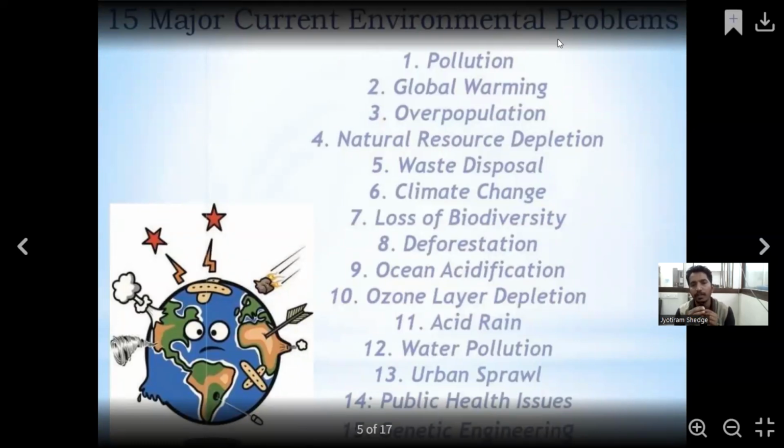Next, these are the 15 major current environmental problems. The pollution, global warming, overpopulation, natural resource depletion, waste disposal, climate change, loss of biodiversity, deforestation, ocean acidification, then ozone layer depletion, as well as acid rain, then water pollution, then public health issues, genetic engineering. So these are the 15 major current environmental problems. That's why we need to study environmental science.